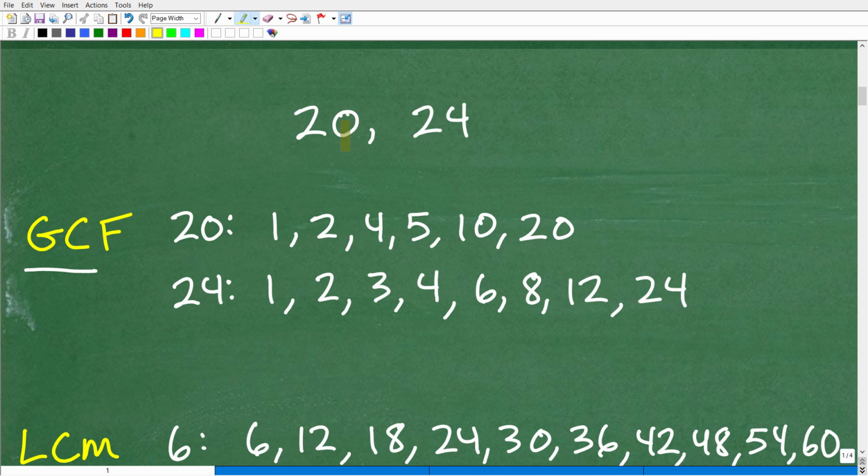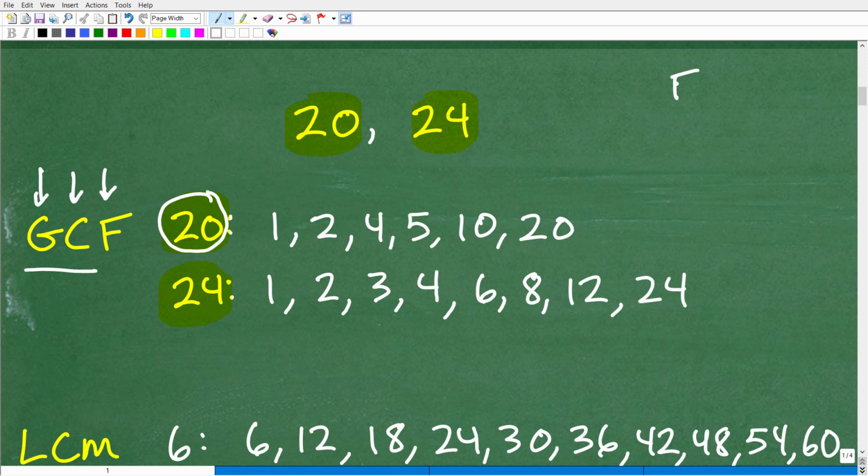All right, so here are our two numbers. We want to find the greatest common factor between 20 and 24. So here's 20 and 24. So greatest common factor. Well, we want to remember what a factor is. So here is 20. Let's focus in on 20 here, and here are the factors of 20.